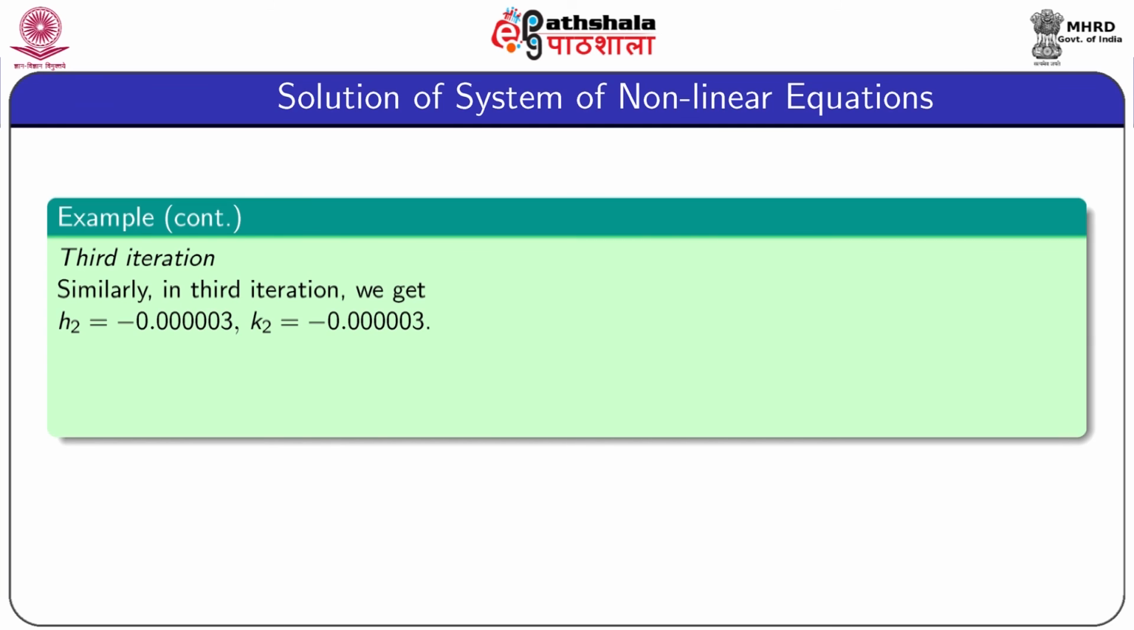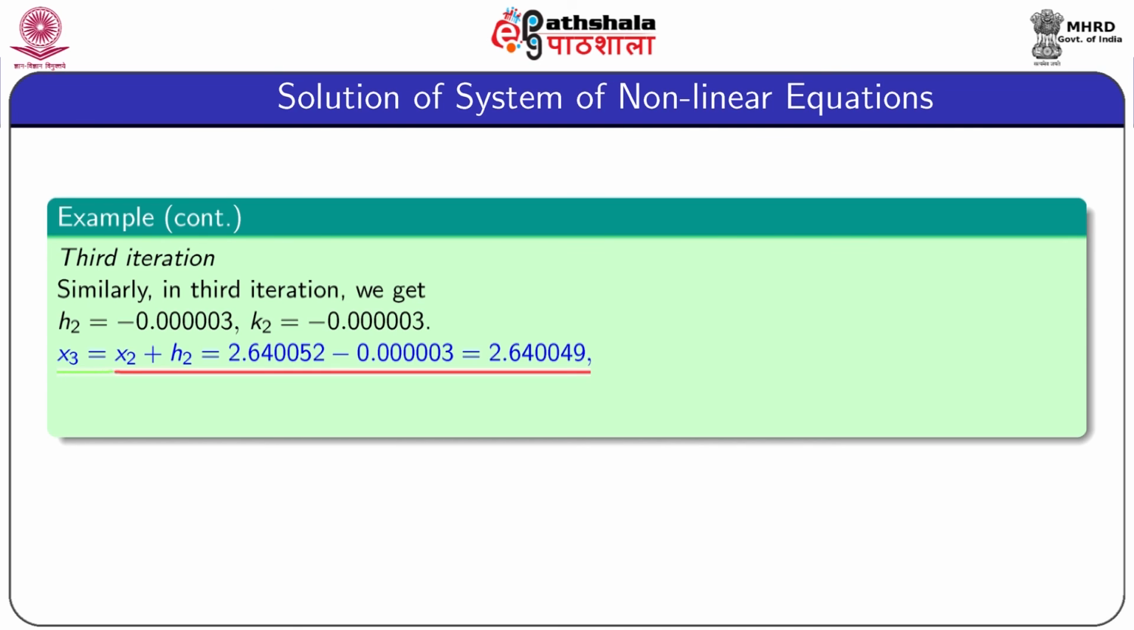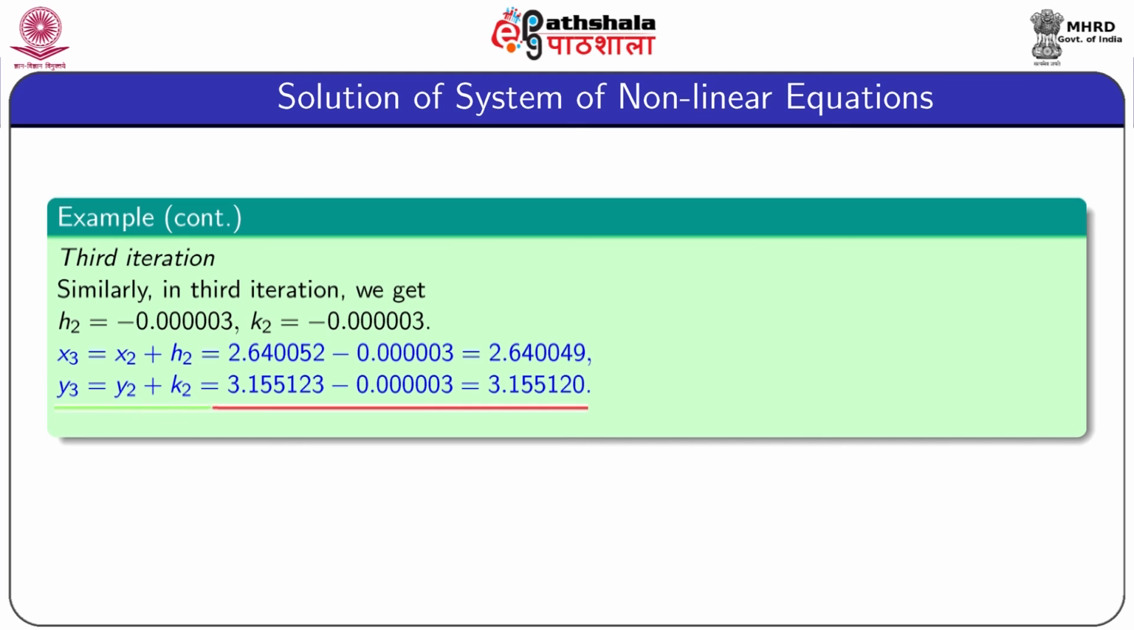In the third iteration, we get h2 = −0.000003 and k2 = −0.000003. Note that h and k, particularly h2 and k2, represent the error in the successive iteration. The magnitude of the error in h or in k is very small and correct up to 5 decimal places. Therefore, the third approximate value of x, x3, is 2.640049, and the value of y3 is 3.155120.